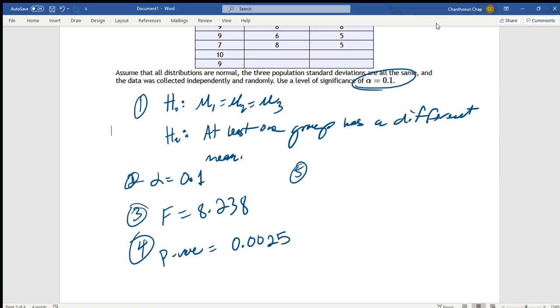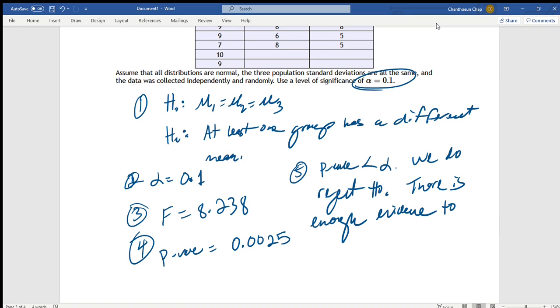In step 5, let's finish our conclusion. We always ask the same question. Is the p-value less than alpha? Is 0.0025 less than alpha? Yes, it is. So we do reject the null hypothesis. There is enough evidence to conclude, and we're just going to copy HA. To conclude, at least one group has a different mean.